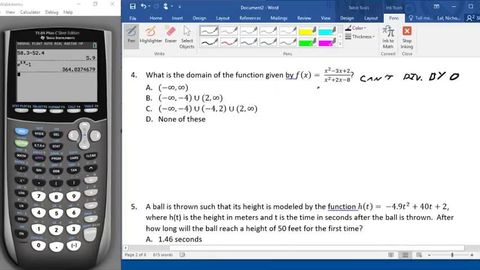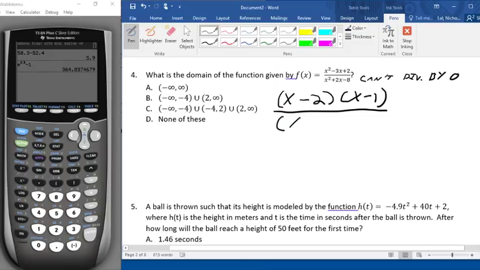The numerator can factor; we need two numbers that add to negative 3 and multiply to positive 2. So the numerator will factor into x minus 2 times x minus 1, and the denominator will factor into two numbers that multiply to negative 8 and add to positive 2, and those numbers are going to be x plus 4 times x minus 2.